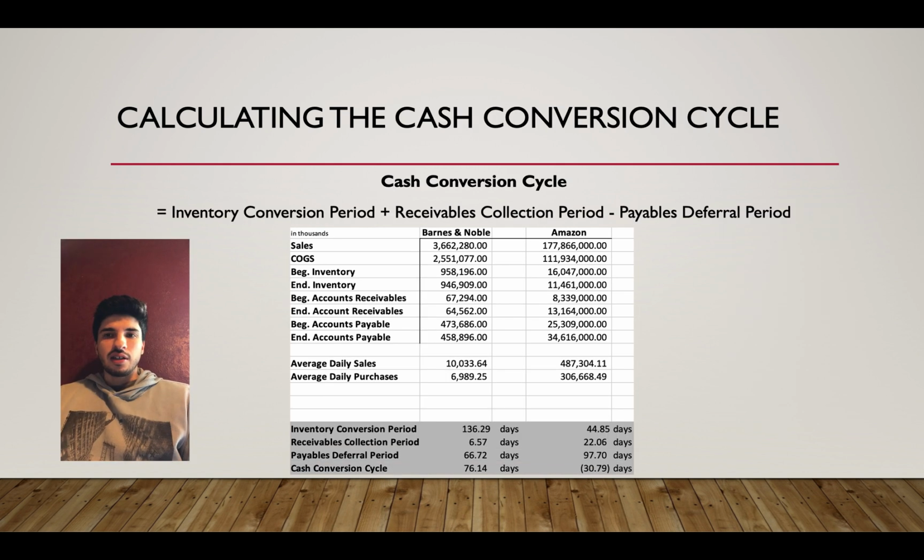Finally, we can calculate their cash conversion cycle. To do this, we just add up their inventory conversion period and receivables collection period and subtract their payables deferral period from that. For Barnes & Noble, we get a cash conversion cycle of 77 days, and for Amazon, we get negative 31 days. This essentially measures how long a company's cash is tied up in their inventory.